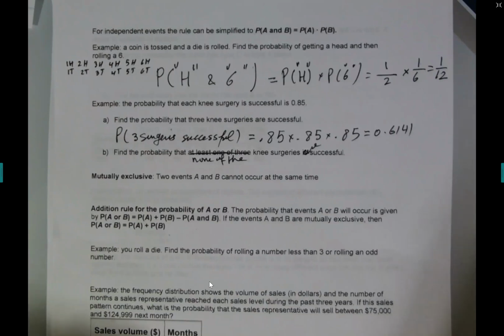Exactly. You see, guys, the probability of success is 0.85. The probability of failure is 0.15. So let's see what's the chance that this doctor is going to perform surgery on 3 patients and all 3 surgeries are not successful. Well, the probability of failure is 0.15. Does everyone understand where I came up with the 0.15? Because 100% minus 85%, guys, is 0.15.